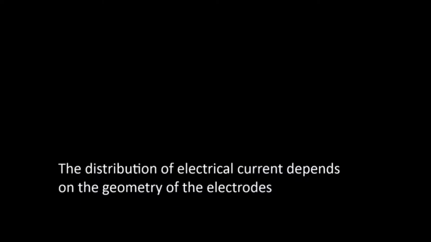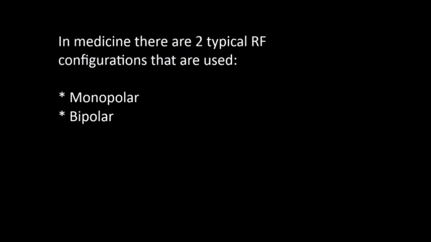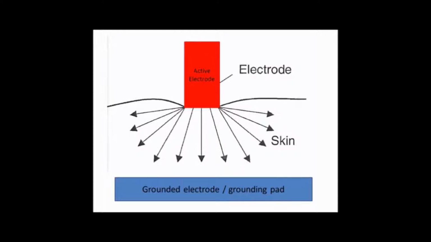The distribution of electrical current depends on the geometry of the electrodes. In medicine, there are two typical RF configurations that are used: monopolar RF configuration and bipolar. In monopolar configuration, only one electrode is in touch with the skin. It is an active cylindrical electrode that carries energy to the body with a second grounded electrode or grounding pad. In monopolar configuration, a high current of RF density is generated close to the active electrode and gets weaker as distance from the electrode grows. Therefore, heat and clinical effects are limited to the proximity of the electrode to the treatment area.